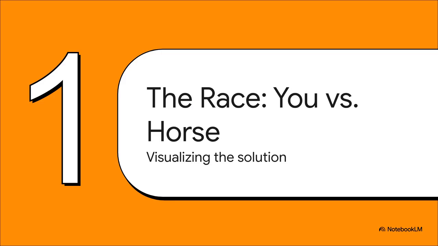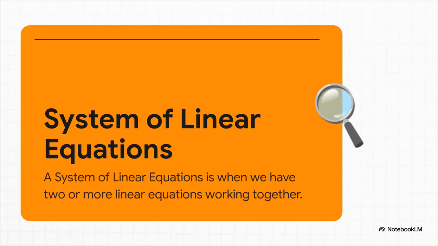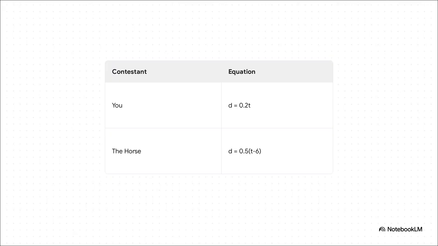This whole race scenario is a perfect real-world example of what mathematicians call a system of linear equations. So what in the world is that? Well, don't let the fancy name fool you. It just means we have two or more straight-line equations that we're looking at together. The solution is just the one single point where those lines cross. It's the spot where both stories, or both equations, are true at the exact same time. It's where they agree.